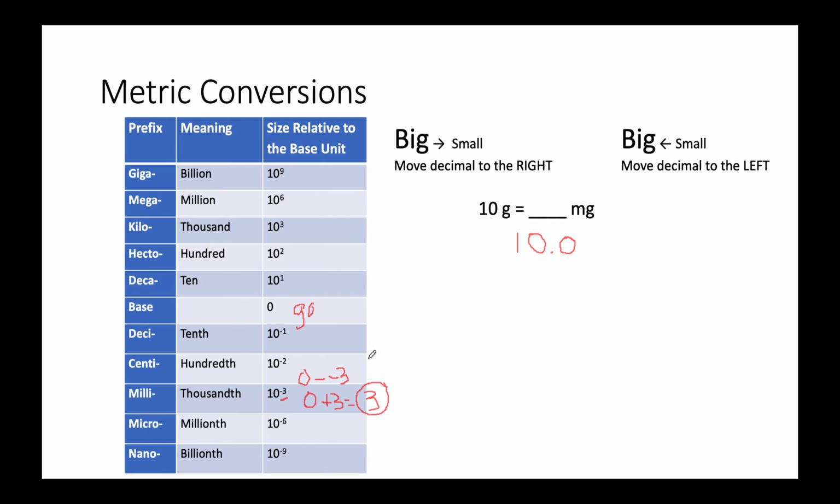But since we're going from a big number to a small, we're going to move the decimal in the opposite direction. We're going to move to the right because we have a positive difference here. It's a +3 instead of a -3 like last time. So our +3 is going to move our decimal place 1, 2, 3 places this way. So we are going to have 1, 2, 3 places to move that decimal. So 10 grams is the same as 10,000 milligrams.